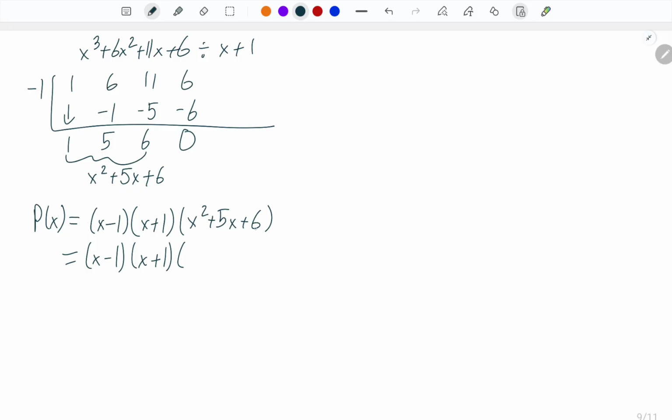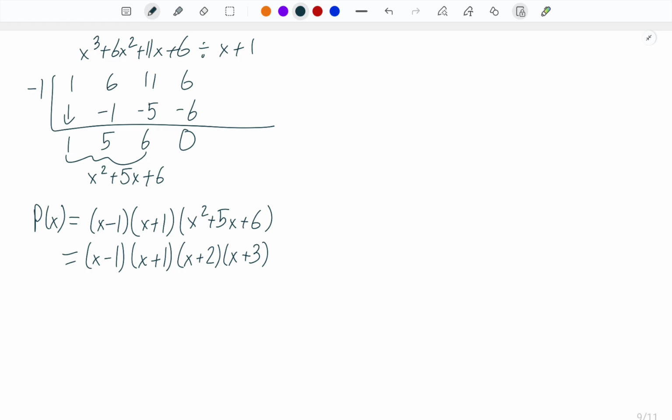And two numbers that multiply to 6 and add to 5. Well, that's going to be 2 and 3. And there we go. x minus 1, x plus 2, x plus 1, x plus 2, x plus 3. That is the final factored form.